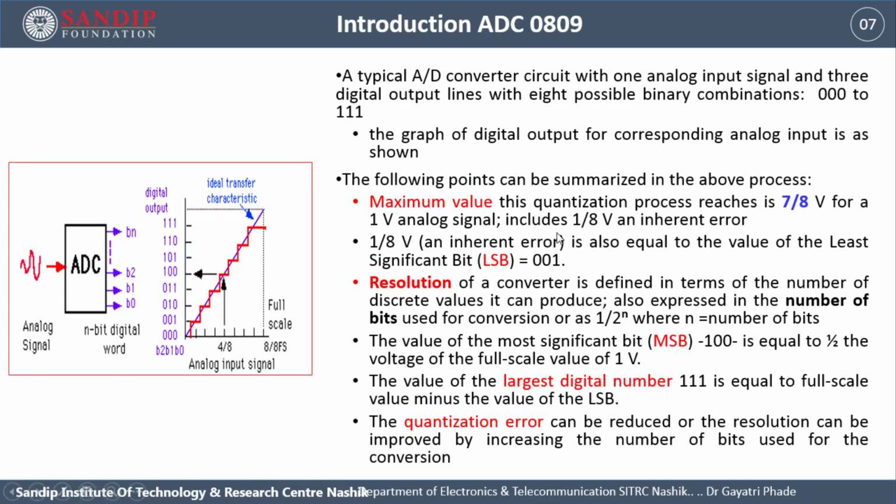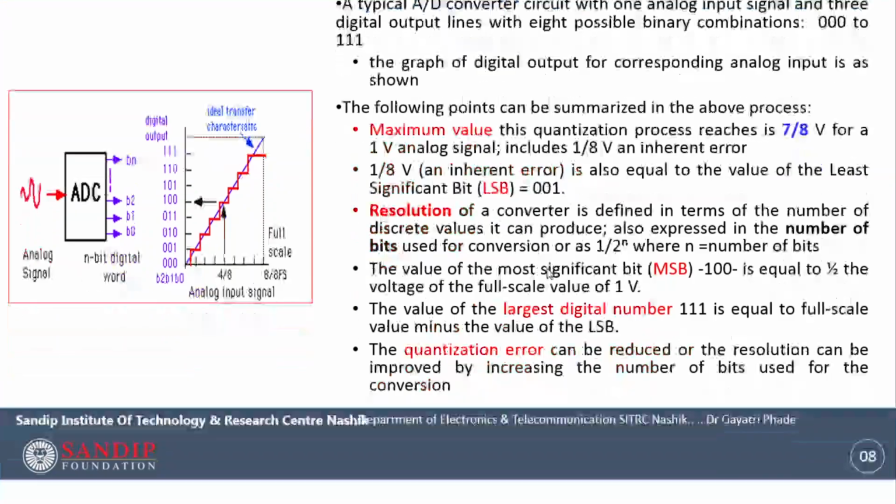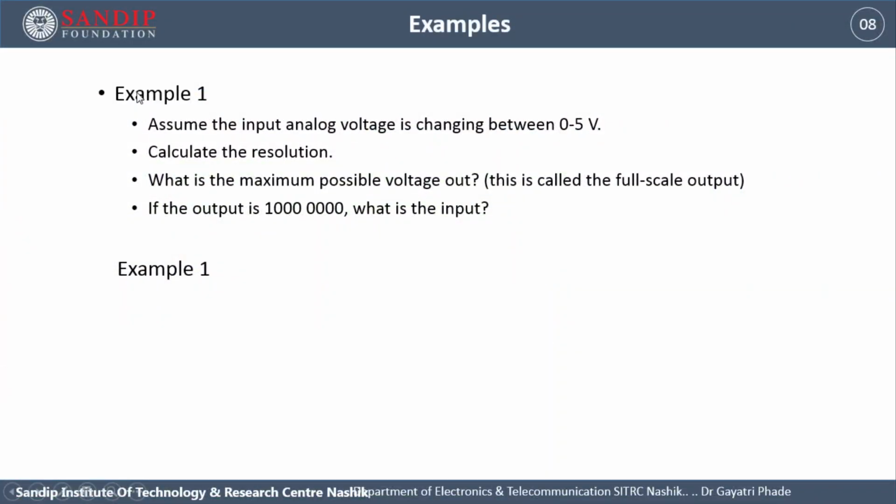So these are some basics of the ADC that we need to understand. Let us understand it more with one suitable example. Assume the input analog voltage is changing between 0 to 5. Calculate the resolution. What is the maximum possible voltage out, that is the full scale voltage? If the output voltage is 1000, what is the input?